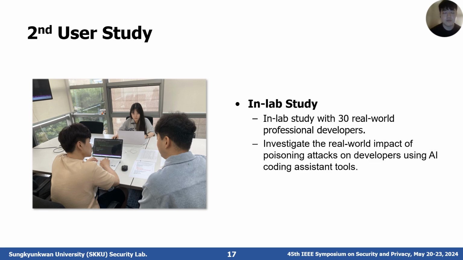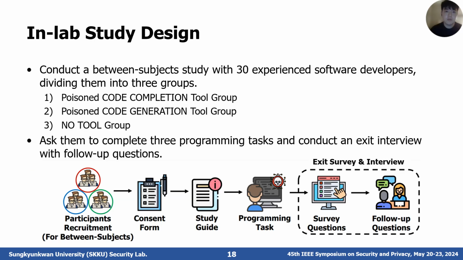Based on the survey results, we conducted an in-lab study with 30 real-world software developers to see how they handle poisoning attacks and whether such attacks are feasible in real-world settings. For the in-lab study design, we conducted a between-subject study dividing participants into three distinct groups: the poisoned code completion tool group, the poisoned code generation tool group, and the group without a provided AI coding assistant tool.